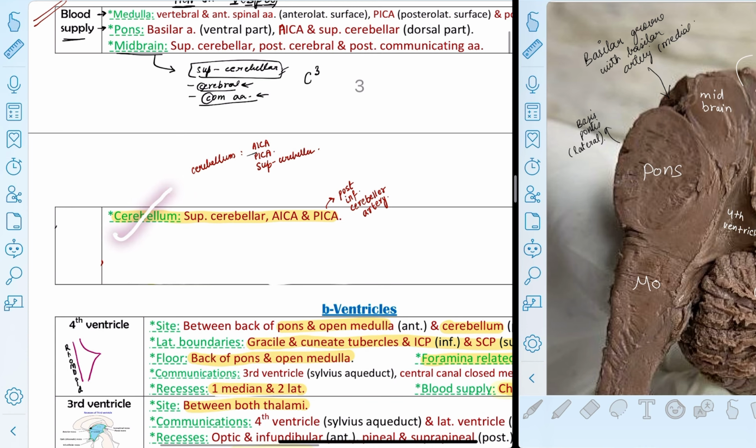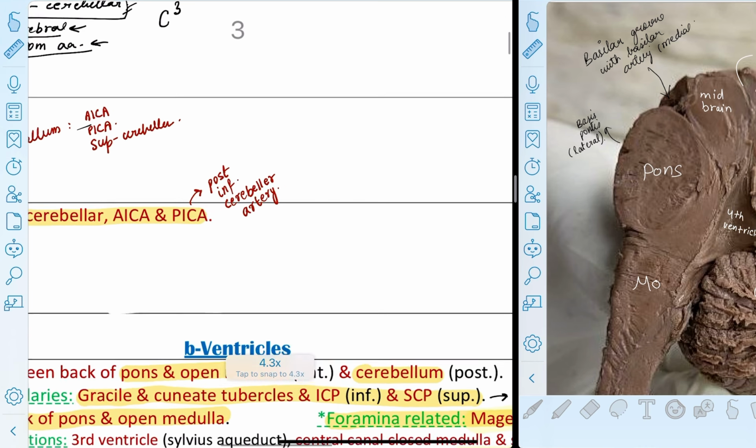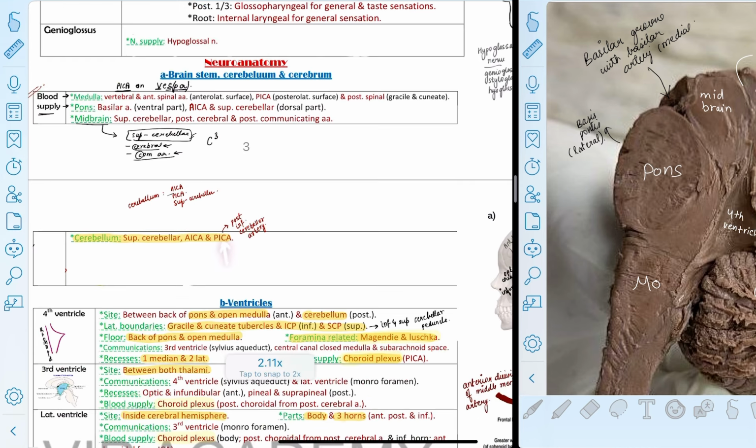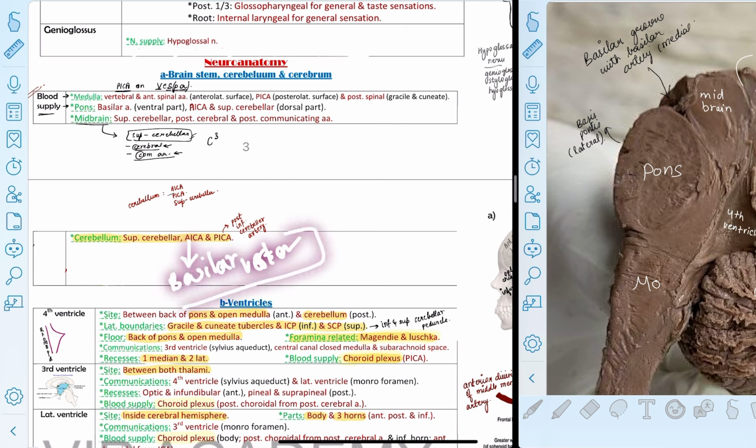We've already done the cerebellum. This is the full form of PICA: posterior inferior cerebellar artery. This is AICA: anterior inferior cerebellar artery. PICA is a branch of the vertebral artery, and AICA is a branch of the basilar artery. It's extra information that you can have.